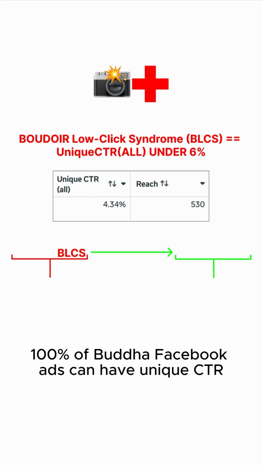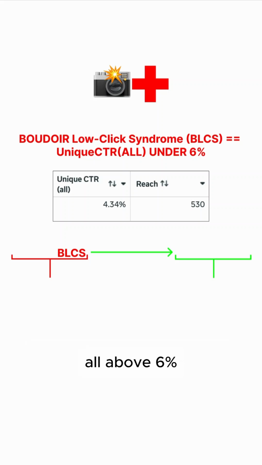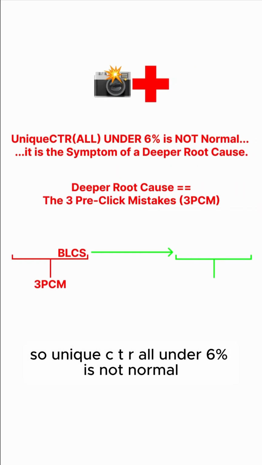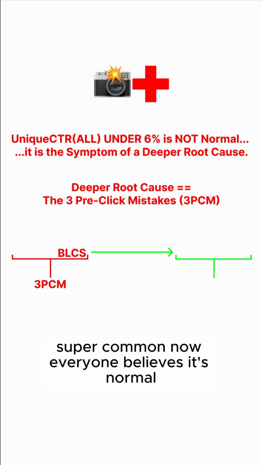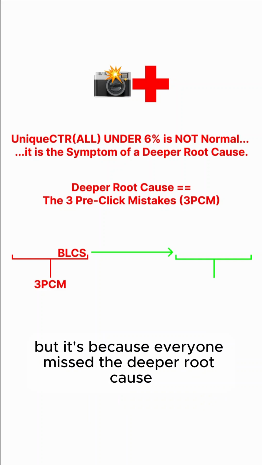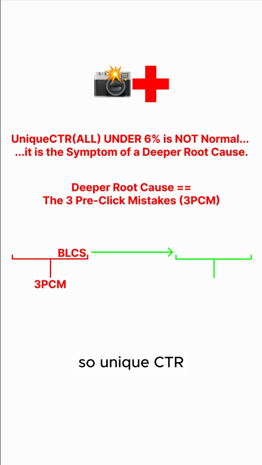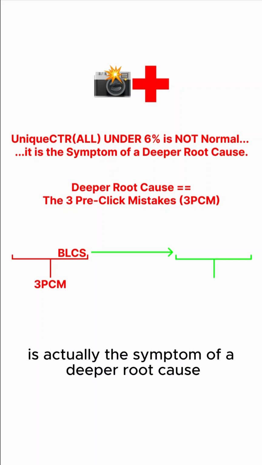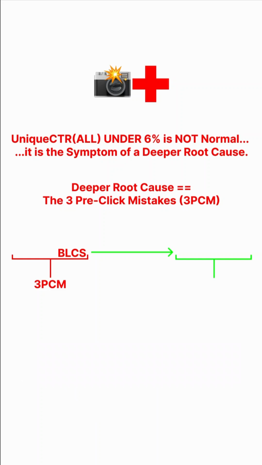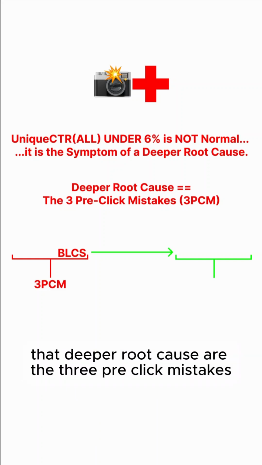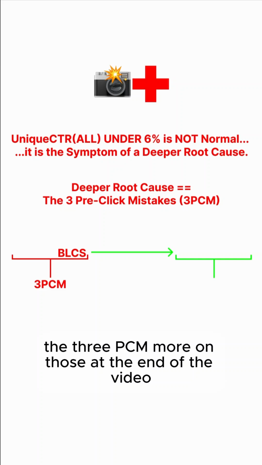100% of Boudoir Facebook ads can have a unique CTR above 6%. So a unique CTR under 6% is not normal. Super common though. Everyone believes it's normal. Everyone just leaves it alone. Nobody tries to fix it, because everyone missed the deeper root cause. So a unique CTR under 6% is actually the symptom of a deeper root cause. That deeper root cause is the 3 pre-click mistakes, the 3 PCM. More on those at the end of the video.